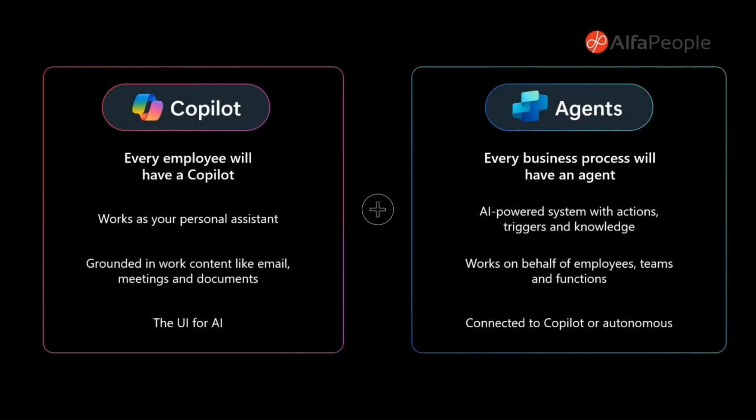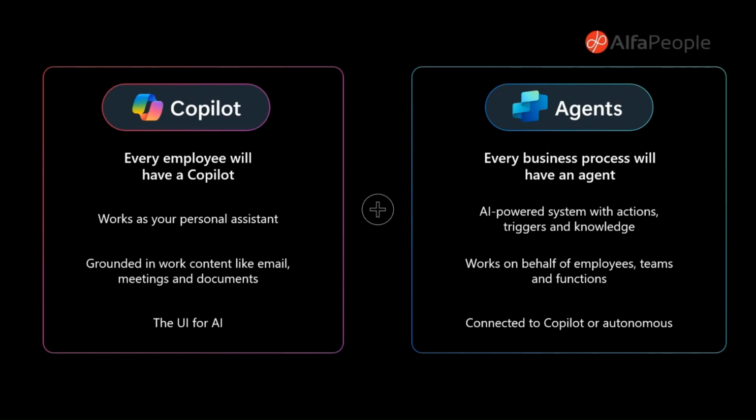Mainly today, we have two ways to describe artificial intelligence. We have the copilots, and when we say copilots, we are also referring here to Microsoft's Copilot. Every employee today already has a Copilot where this human agent can chat, can brainstorm, and it's mainly our personal assistant. We can talk to it and understand better some nice information based on the knowledge that we give to this Copilot. Copilots usually are grounded in work content like email, meetings, and documents, and it is the UI for AI. We'll talk about this a little more in the next slides.